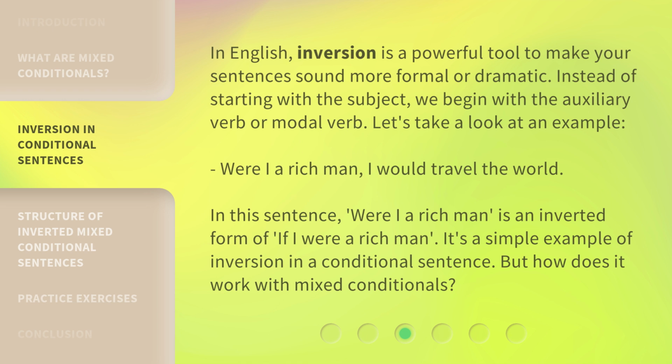Were I a rich man, I would travel the world. In this sentence, were I a rich man is an inverted form of if I were a rich man. It's a simple example of inversion in a conditional sentence. But how does it work with mixed conditionals?